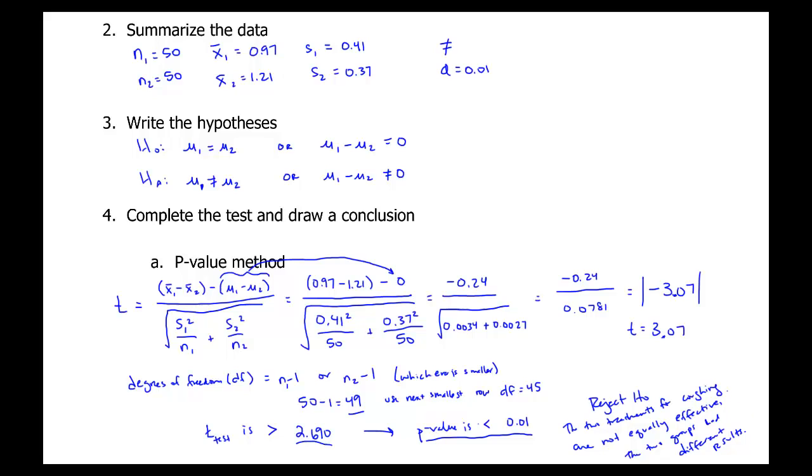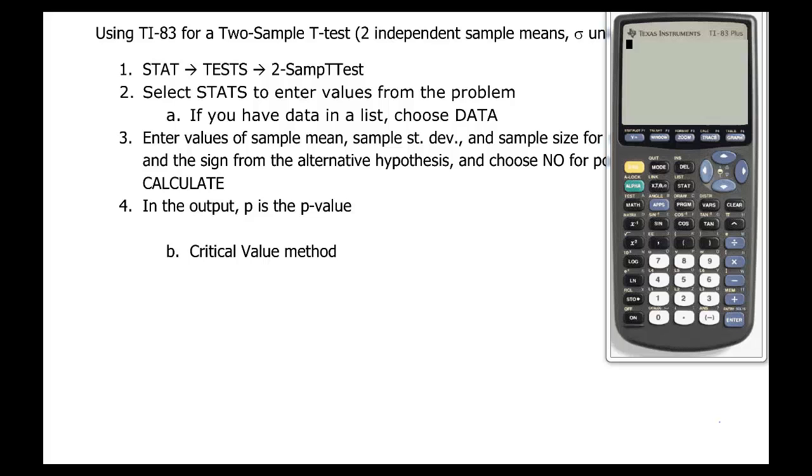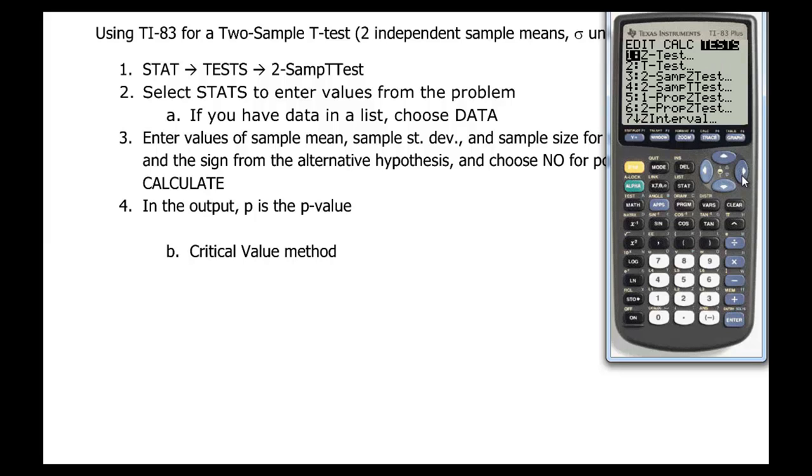Okay. So we're going to see how our calculator will solve this problem on the next page. So here's the instructions for the Twosample Ttest in your TI-83. We have under the stat menu, going to tests, and we're doing 2 samples with means, so that's a Twosample Ttest.